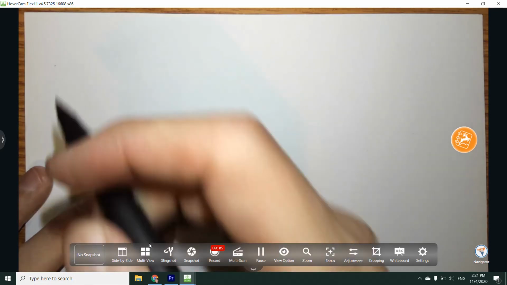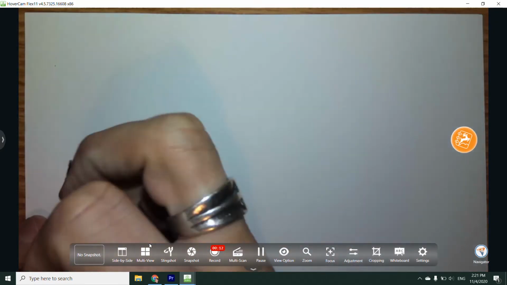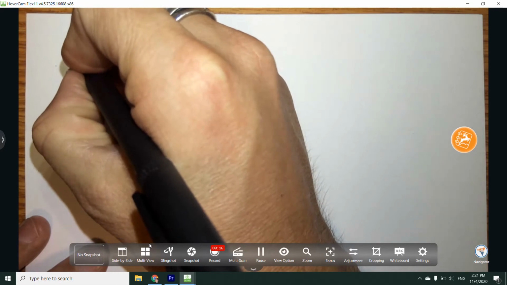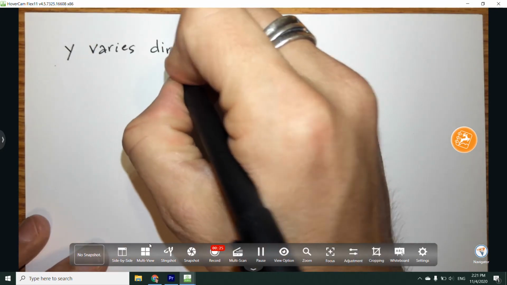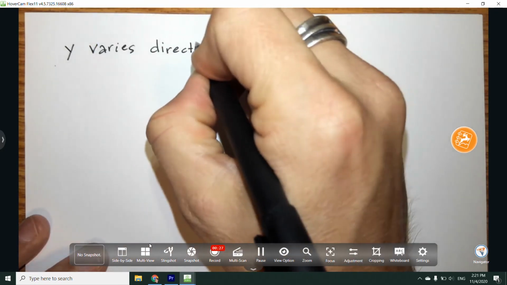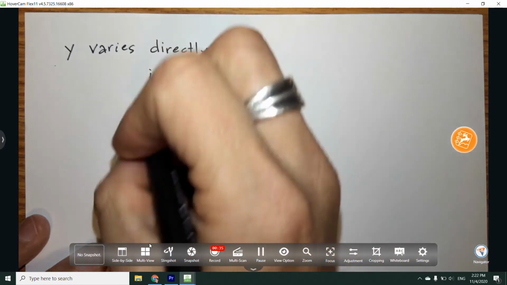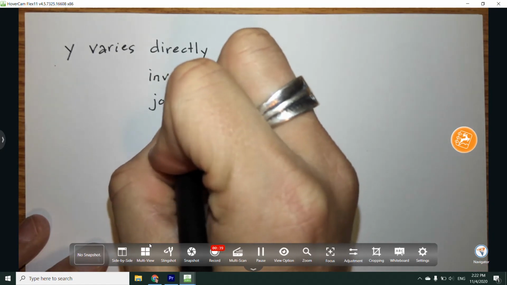All right, we're going to talk about variations. When we come across variations, they're going to be written something like this. We're going to say y varies, and it might say directly. That might be one adverb they use. It may use the adverb inversely, or it might use the adverb jointly.